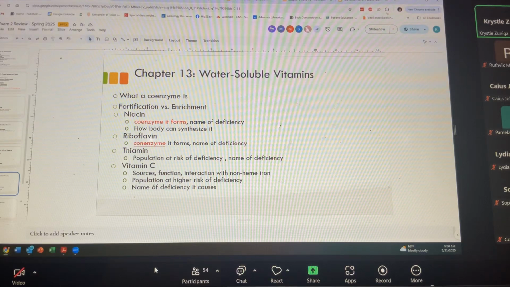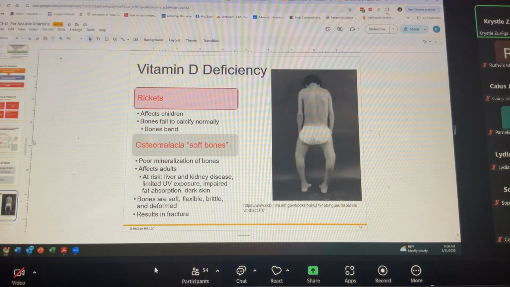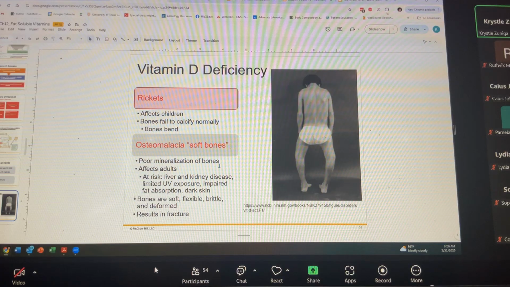Impact of vitamin D deficiency? Yes, it can develop. So first you might have this softening, this osteomalacia, soft bones, which can also result later in osteoporosis.